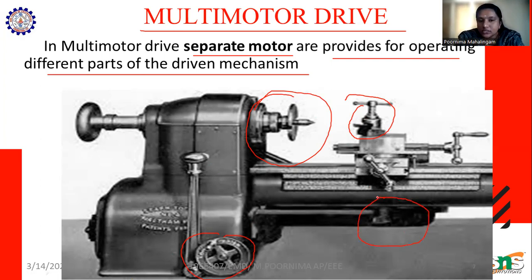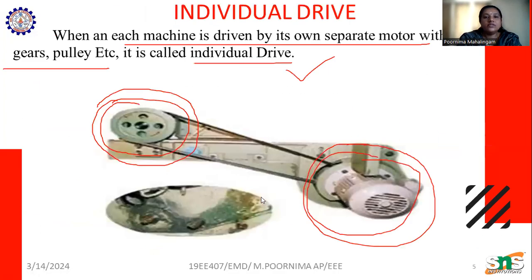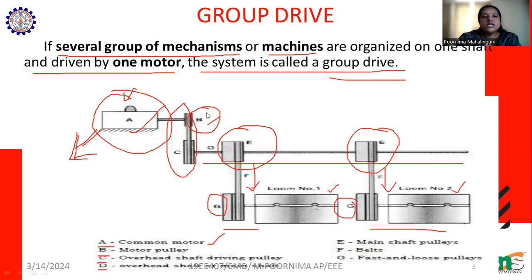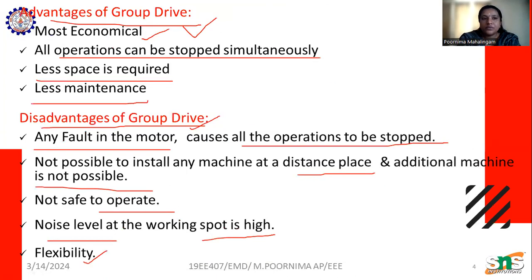So in this video, we have seen the types of electric drives. We have three types: group drive, individual drive, and multi-motor drive. In group drive, several machines are connected to one motor, and if the motor gets a problem, the entire system collapses. This is the major disadvantage. But the advantage is that it needs less space.